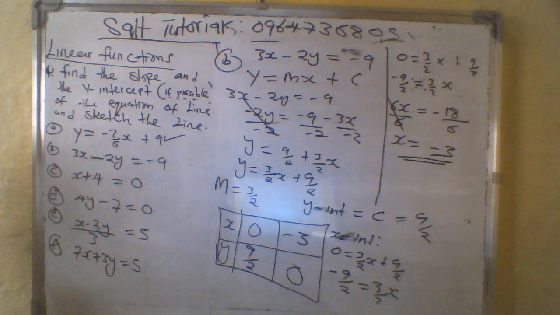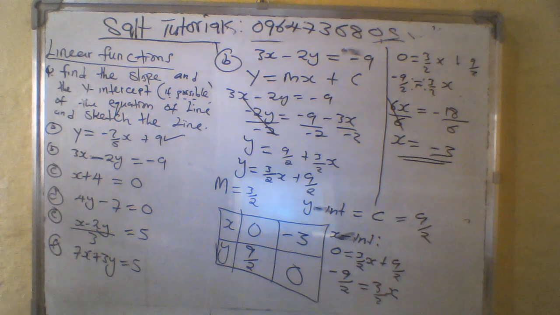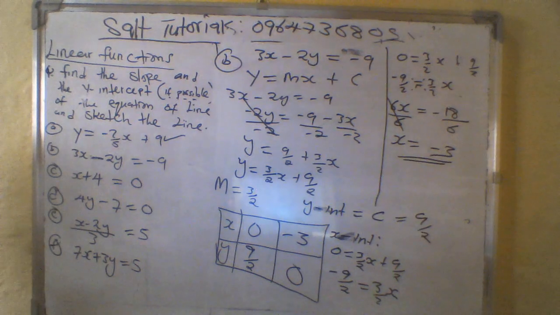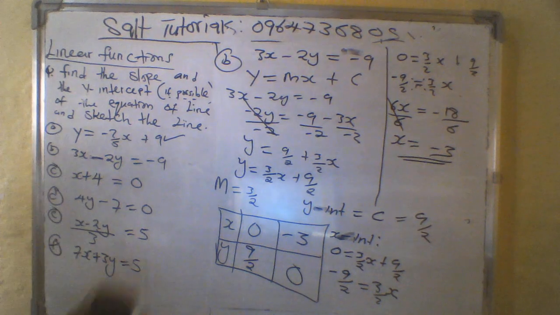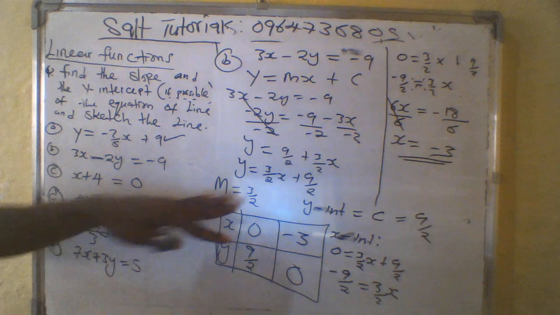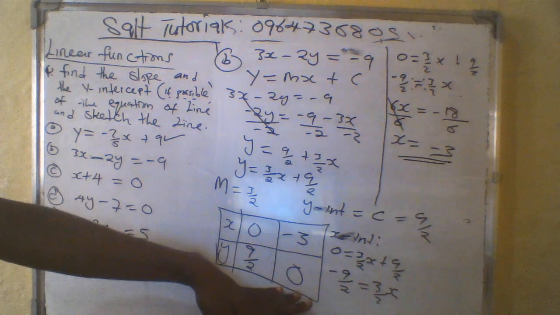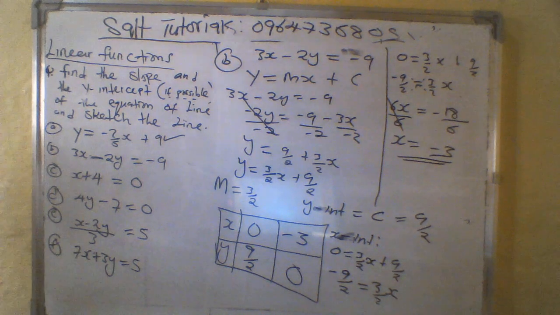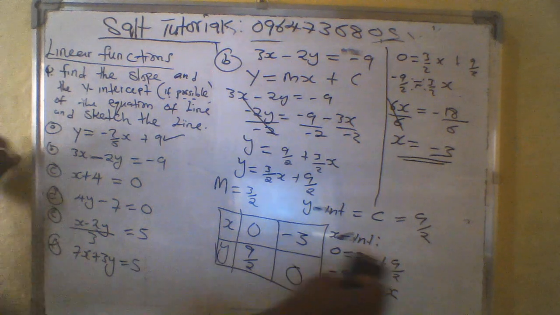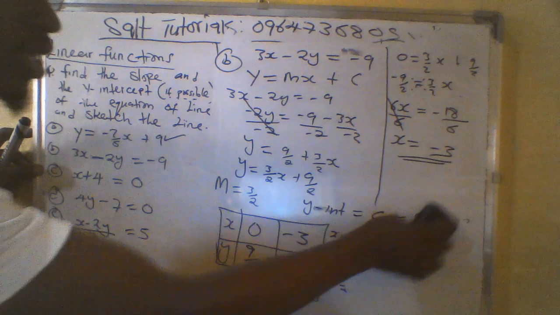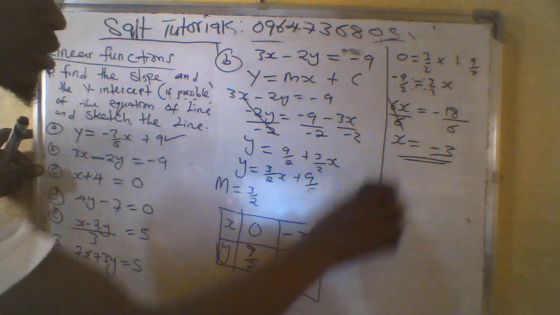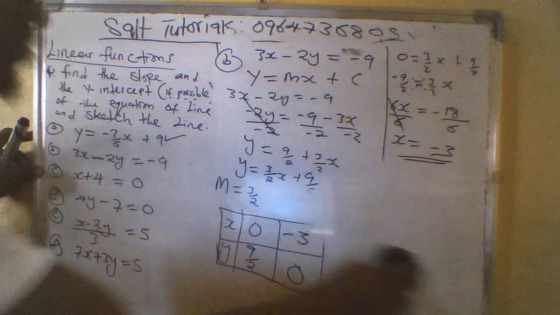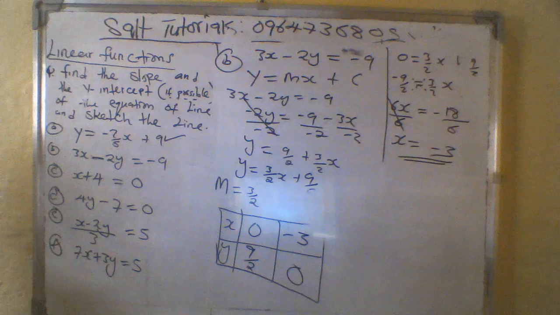Then we sketch. So how is my sketch going to look like? I have my gradient, my y-intercept, and my table of values there. This is what I'm going to have. So now let me sketch. How is my sketch going to look like? Let me just delete this part.